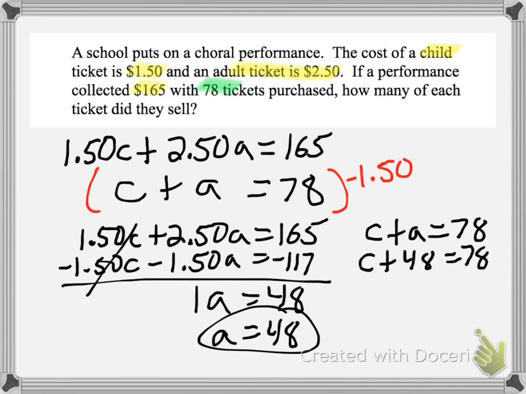I know that my adult ticket was 48, so all I had to do was just plug in 48 for my A value. So if I do 78 minus 48, I get that my child ticket was 30. So I sold 30 child's tickets and 48 adult tickets.